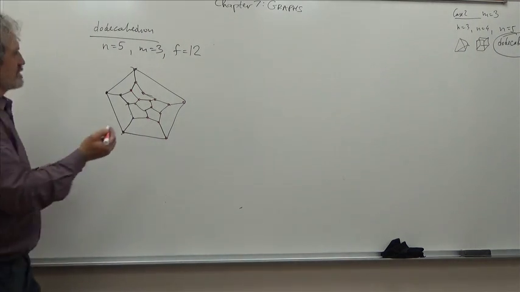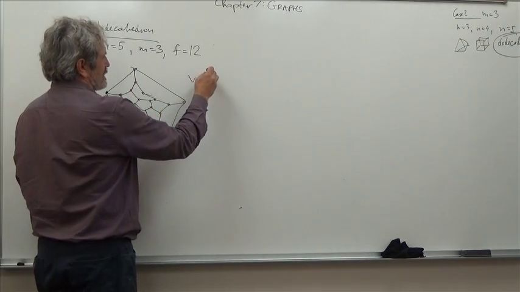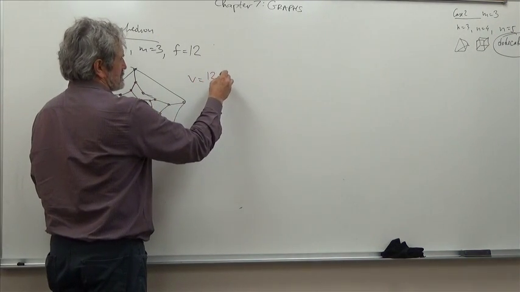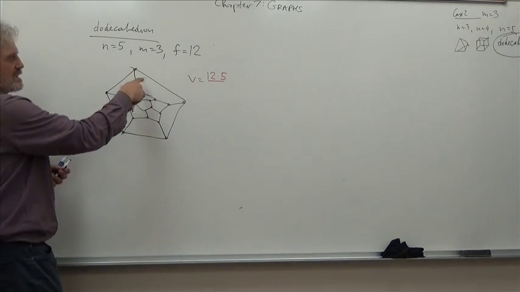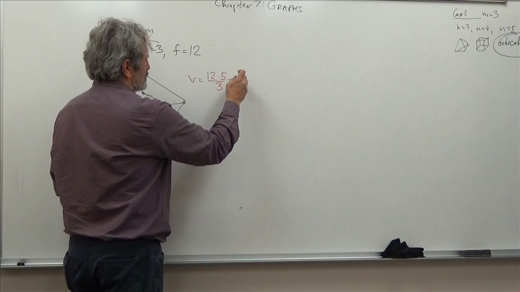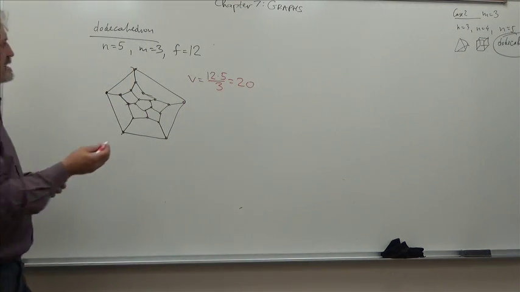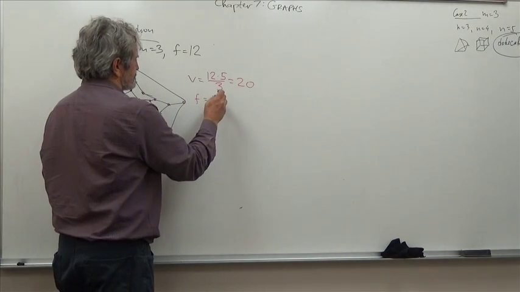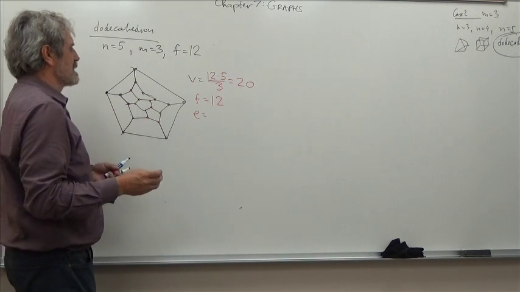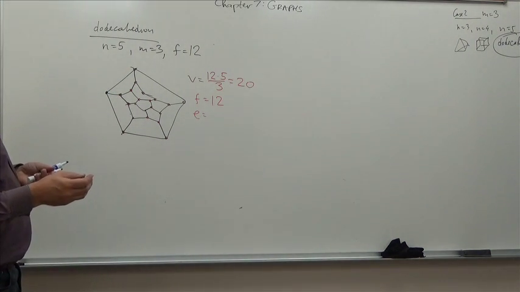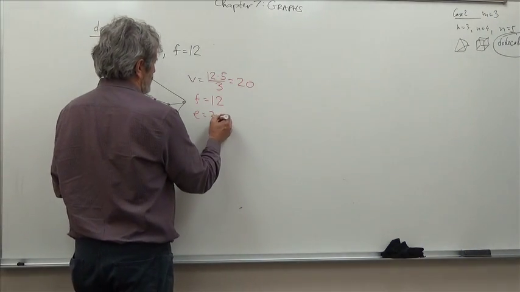How many vertices do we have, by the way? The number of vertices is what? We have 12 faces. Each of them has 5 vertices, but each vertex is shared 3 times, so it would be 20 vertices. And then faces is 12. And then the number of edges is 20 plus 12, so it's 34.